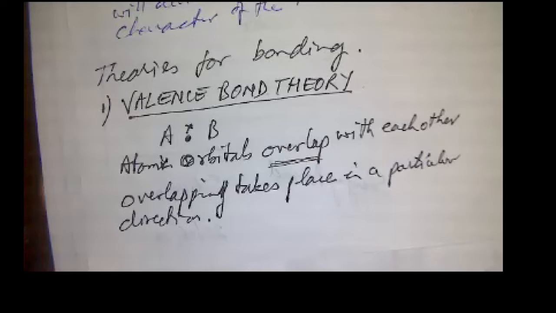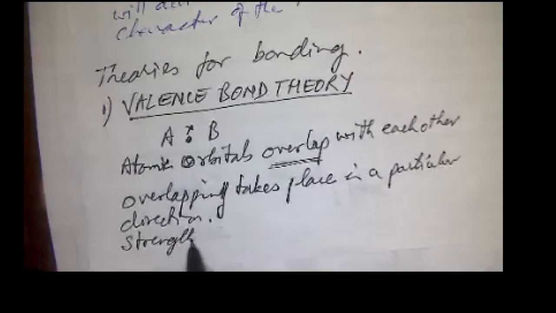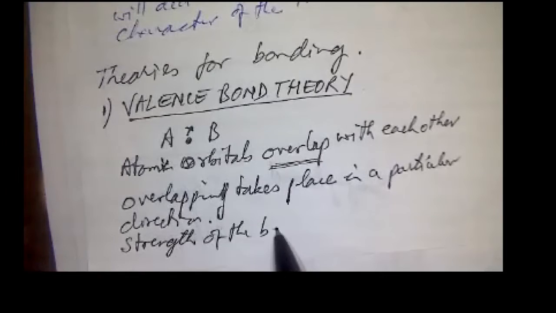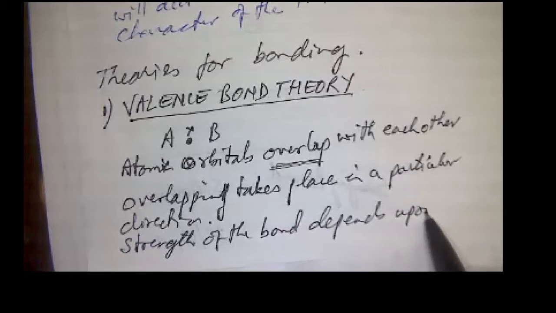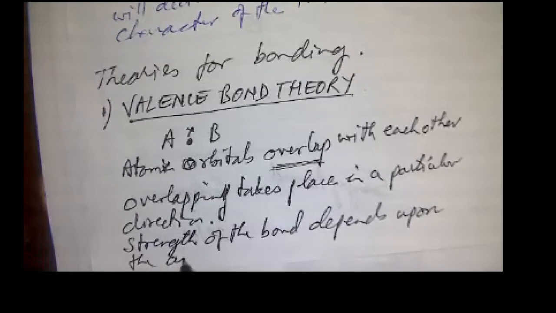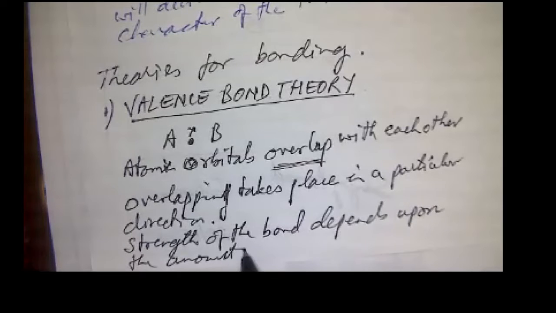And the third thing, when they overlap, the amount of overlap will be different for different things, isn't it? So in that case, what will happen? The amount of overlap gives you the strength of the bond. Some bonds are strong, some bonds are weak. So the strength of the bond depends upon the amount of overlap. Clear? So strength of the bond depends upon the amount of overlap.